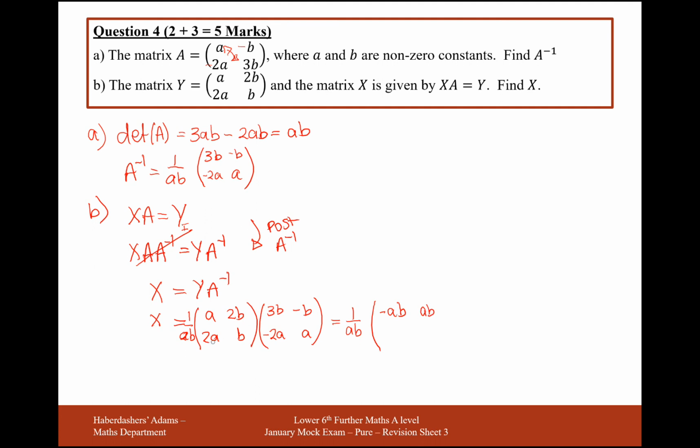And then it's going to be down the bottom row and down the two columns, 6AB take away 2AB, so that would be 4AB. And it's going to be minus 2AB, add an AB, so that would be minus an AB. And it looks like all of these cancel actually, which is really helpful. So x is going to be the matrix minus 1, 1, 4, minus 1. Great, excellent. Okay, so that's 5 marks for that question.